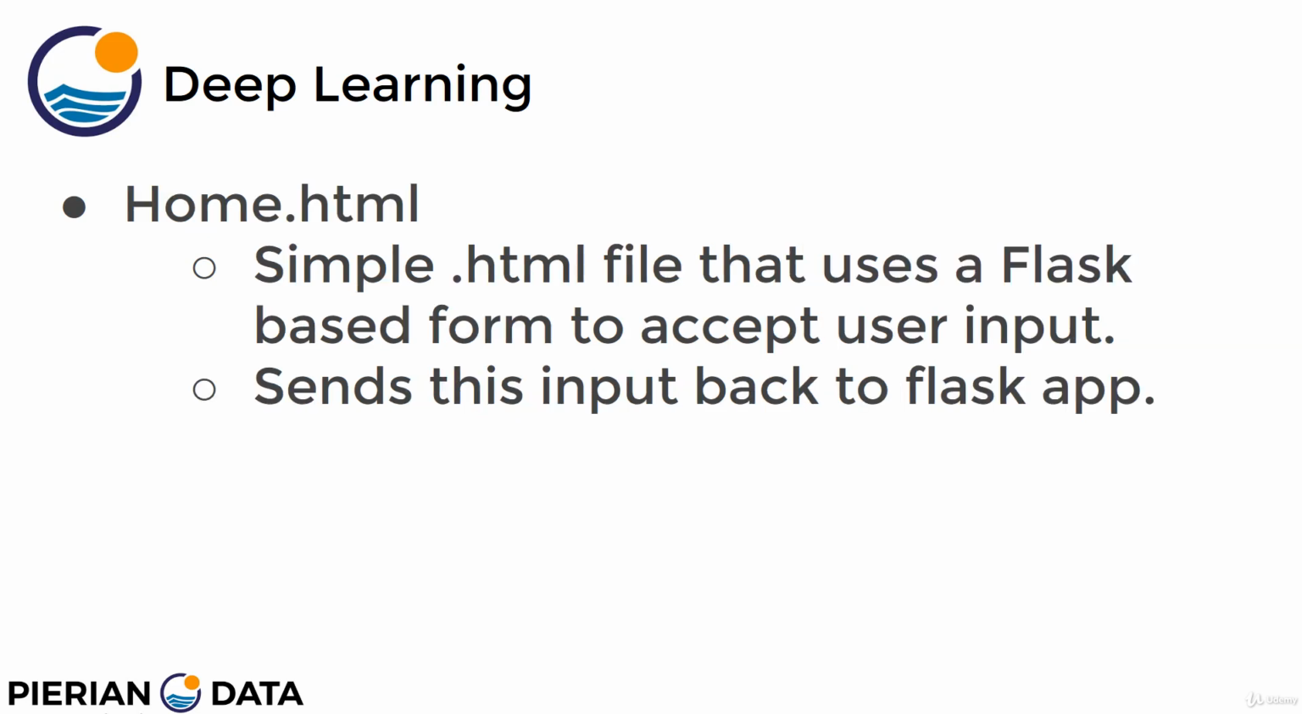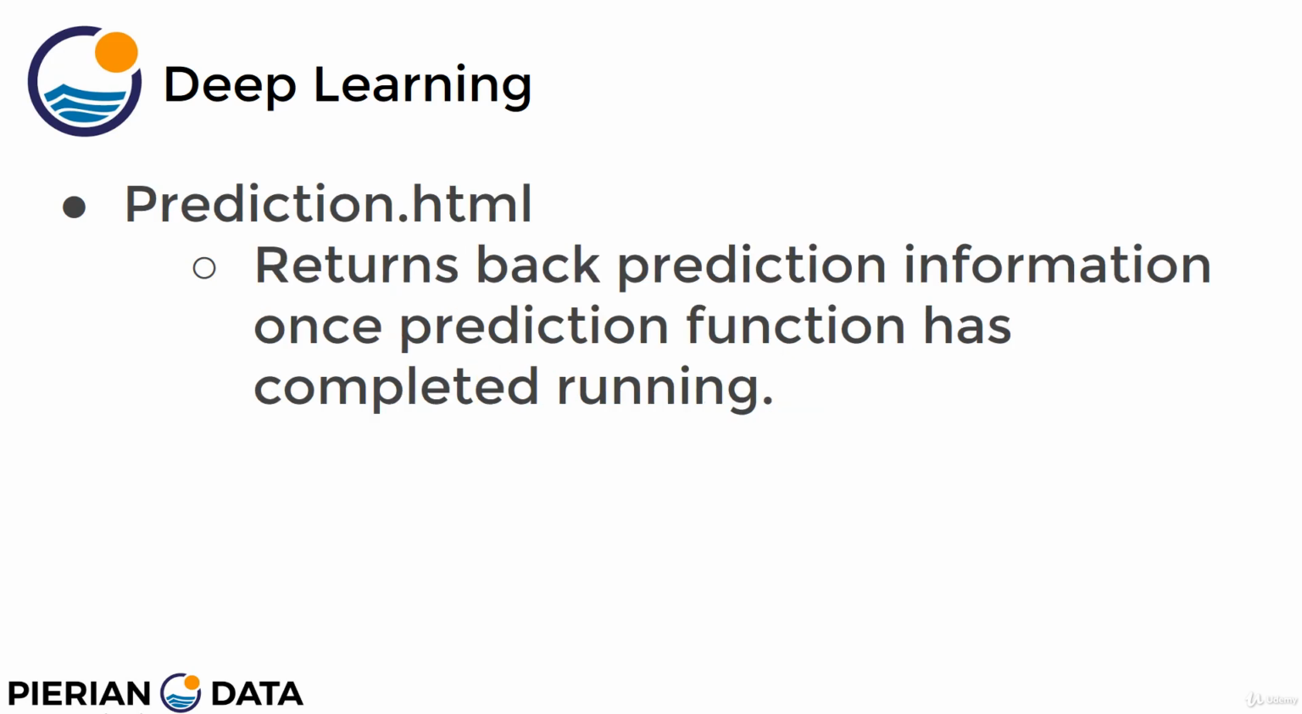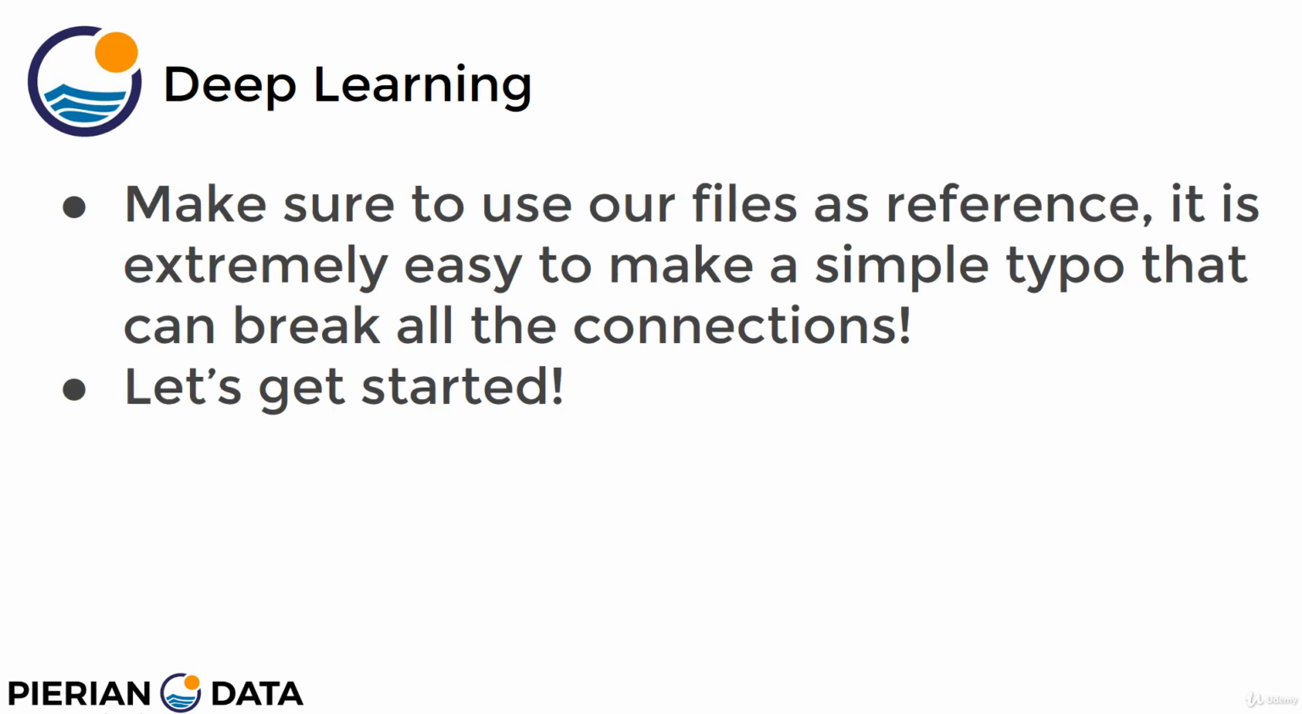The home.html is a very simple HTML file that uses a Flask-based form to accept user input. And then it sends this input back to the Flask app for processing with the return prediction function. The prediction.html file simply returns back the prediction information once that prediction function has completed running.